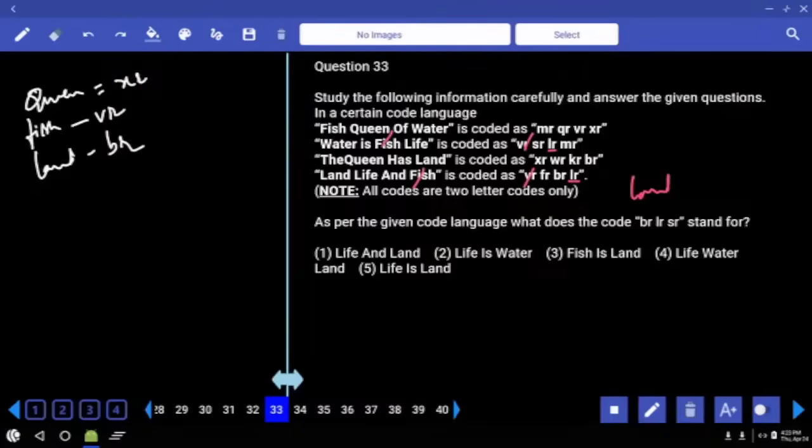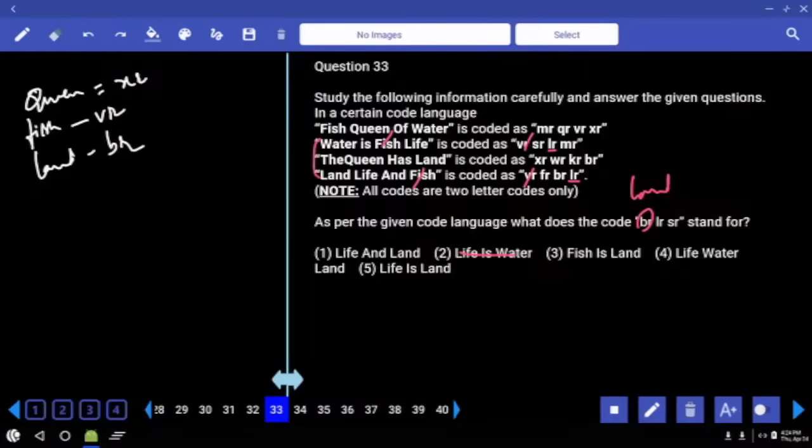LR. Now as per BR, LR, SR, what is the code for land? BR is land, this is ruled out. And the next one, BR is land. Then LR and SR remain. Where is LR common?